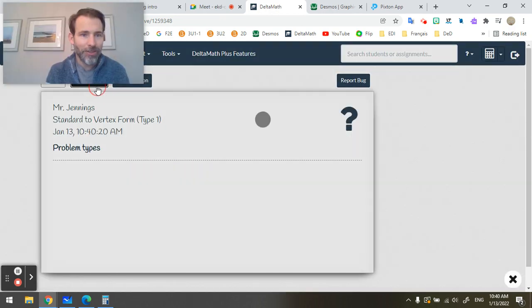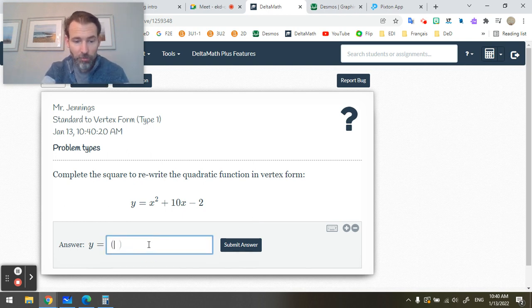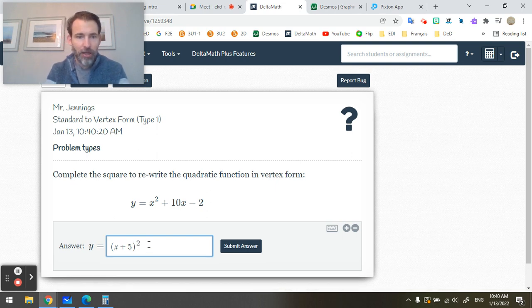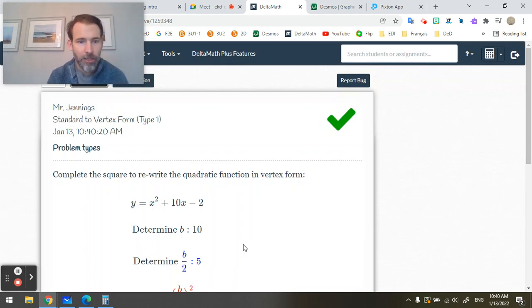All right, let's take a look at another one. This is better. So let's do this one in our heads. Half of 10 is 5. 5 squared is 25. So I will have x plus 5 squared in the brackets. And then a negative 25 is going to pop out. So I'm going to have minus 27. Hooray.